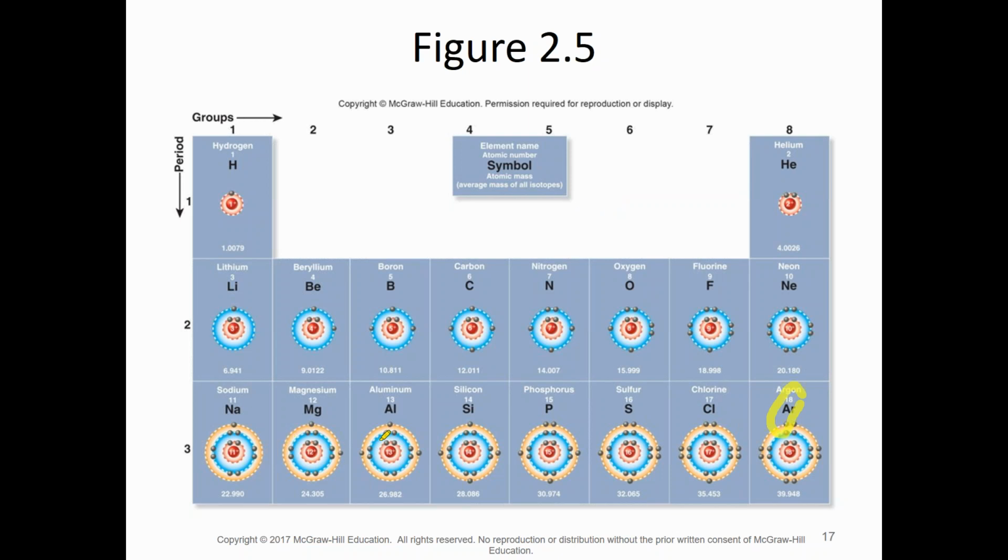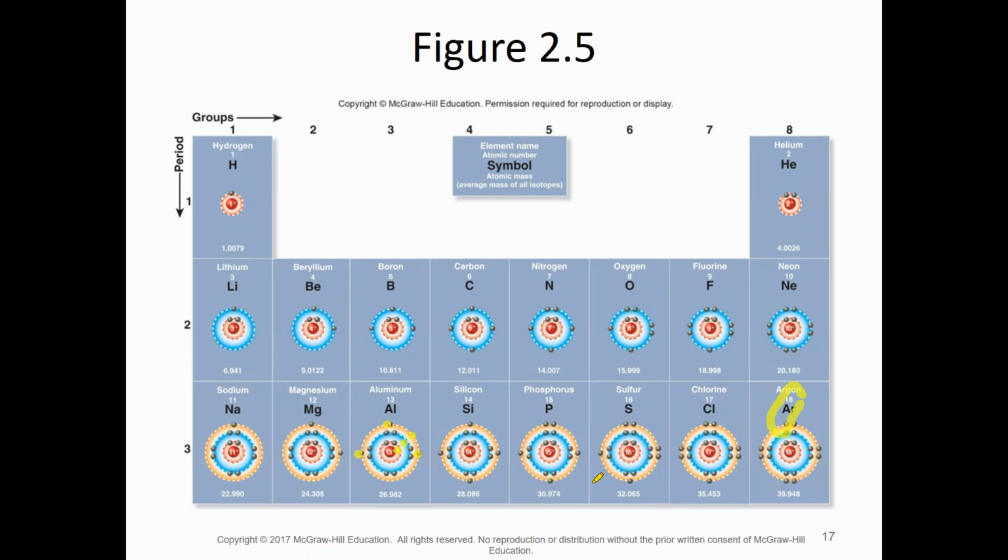And aluminum is in the third row and the third column. So how many valence electrons? 3. And you can see them. 1, 2, 3. And how many shells does it have? 3. 1, 2, 3, because it's in the third row. Try this for oxygen.